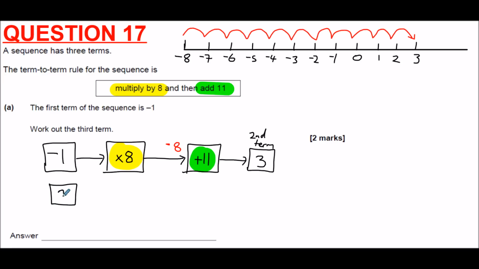So what we can do now is the same process to generate the third term. So start with 3, but now we're going to do the same steps. So again, multiply by 8, because that's what we're doing all the time for each term-to-term rule. So multiply by 8, and after multiplying by 8, you guessed it, we're going to add 11 on.